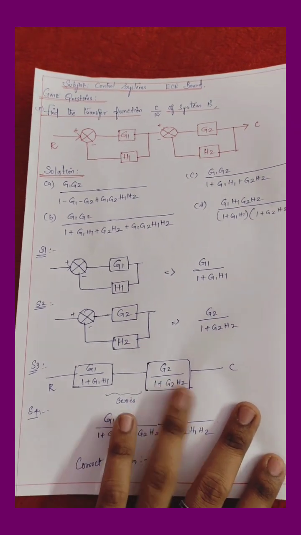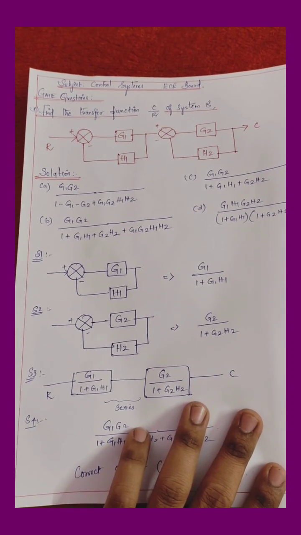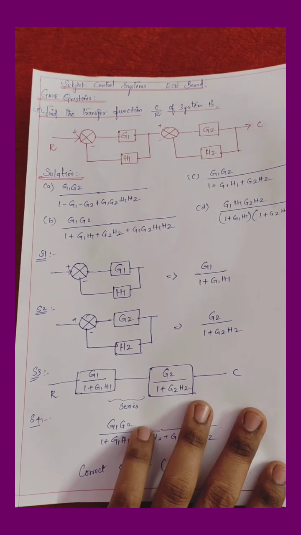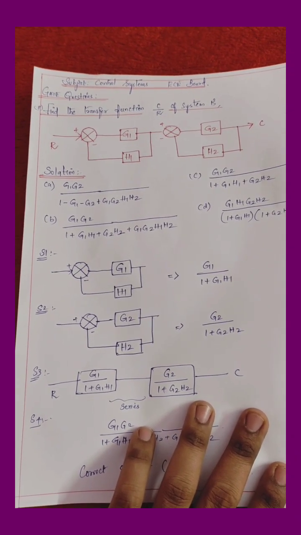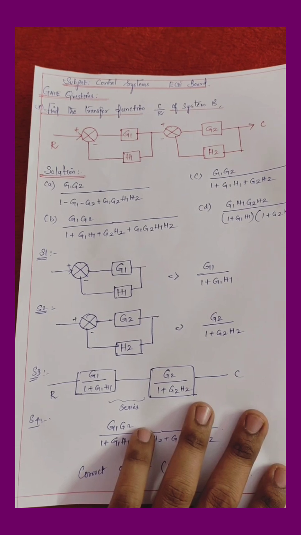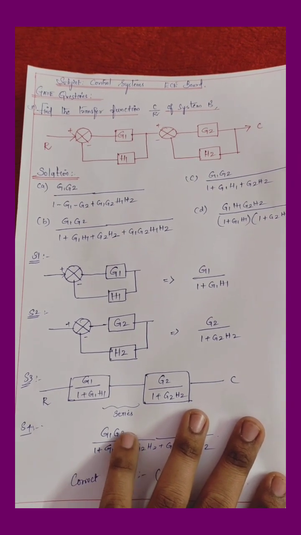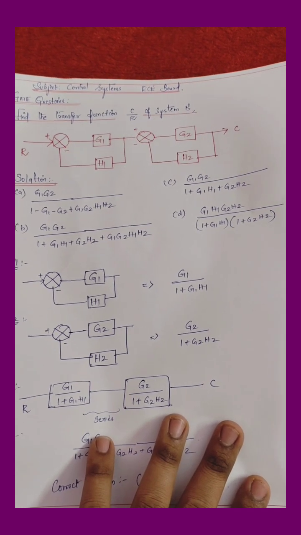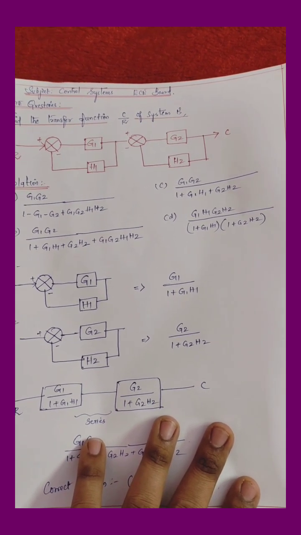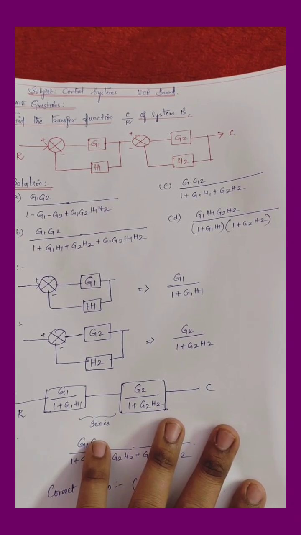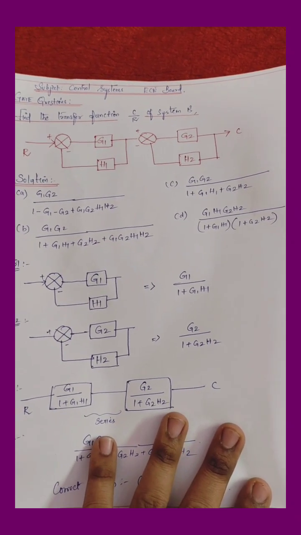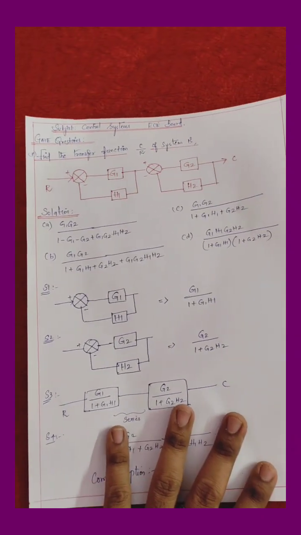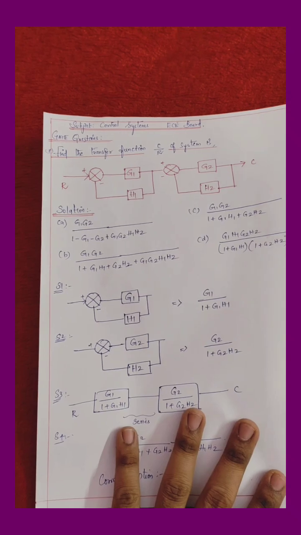Okay, the four options are mentioned here. Option A: G1 G2 divided by 1 minus G1 minus G2 plus G1 G2 H1 H2. Option B: G1 G2 divided by 1 plus G1 H1 plus G2 H2 plus G1 G2 H1 H2. Option C: G1 G2 divided by 1 plus G1 H1 plus G2 H2. Option D: G1 H1 G2 H2 divided by (1 plus G1 H1) times (1 plus G2 H2). Out of these four options, which option is correct? Do the block diagram reduction and get the final answer.